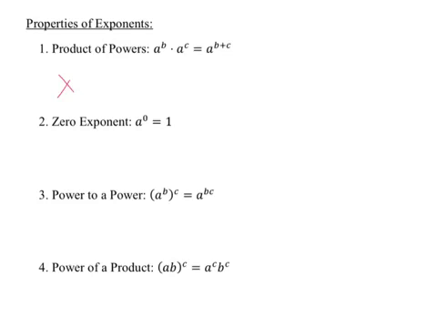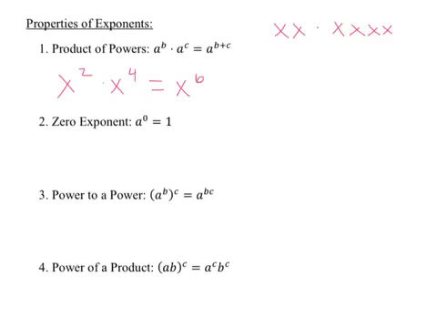For example, if we have x squared times x to the 4th, it's simply x to the 6th. The reason being is because x squared is really x times x, and then x to the 4th is really x times x times x times x, giving us 6 x's, and thus x to the 6th.